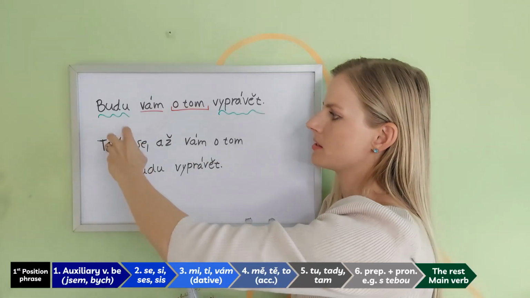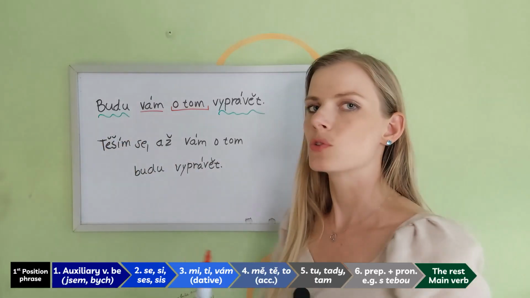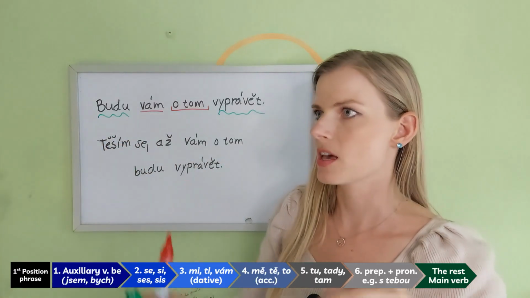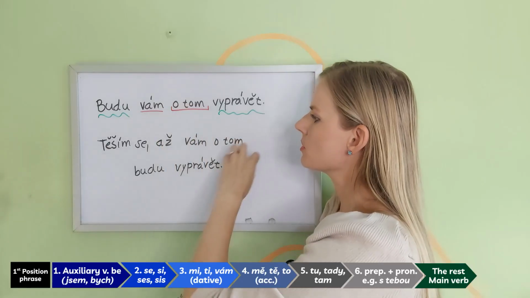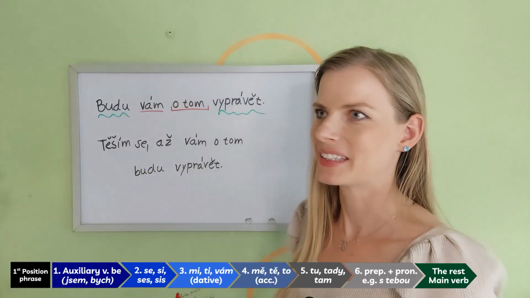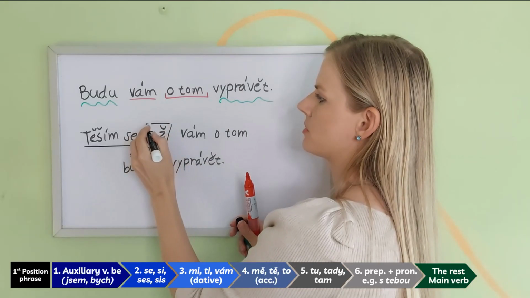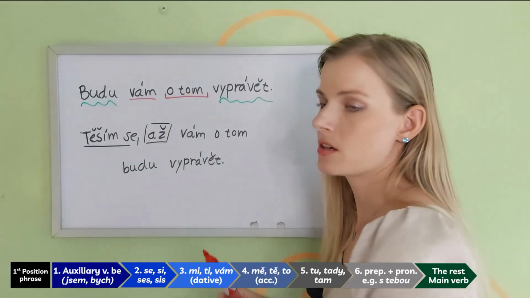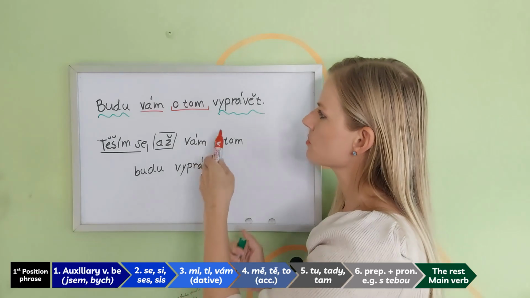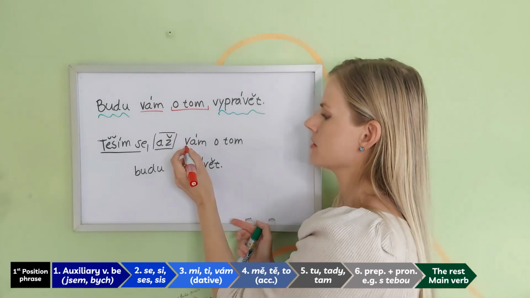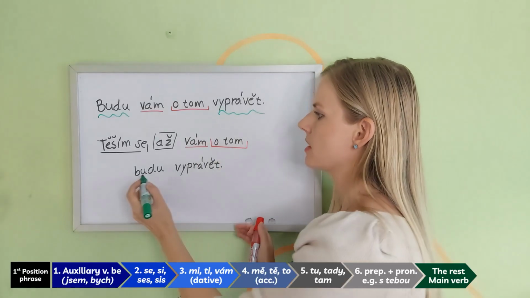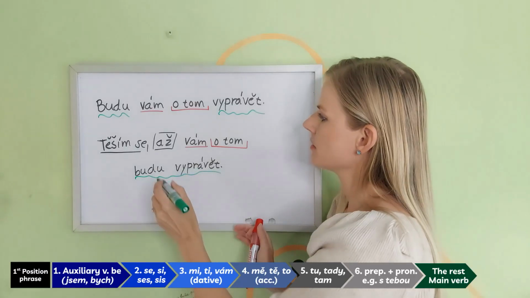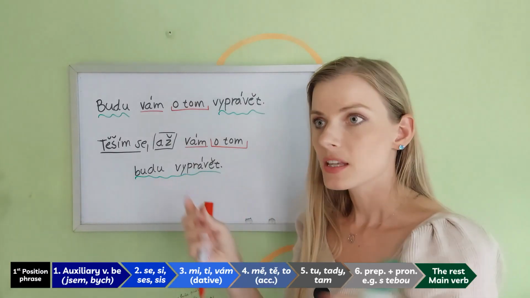What if we put something at the beginning? In this case, we put a whole clause. Těším se až. I'm looking forward to when I'm gonna be telling you about it. In fact, this is our first position word, až. It can be a connector. What happens? Second position words have to be here in the same order. Vám o tom. Okay, and then we have budu vyprávět. They came together.